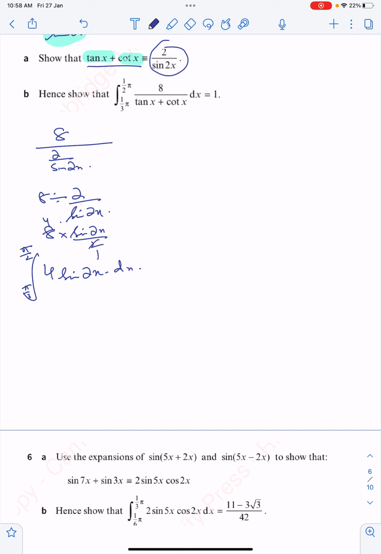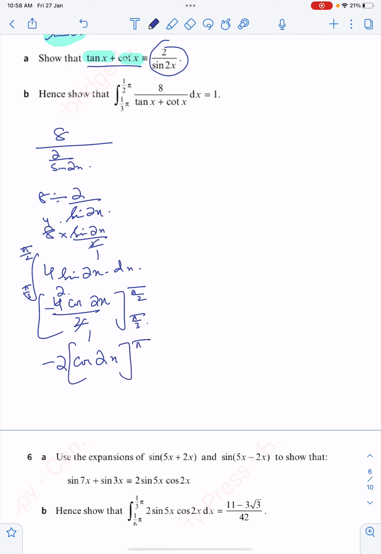If I integrate 4 sine 2x, I will get negative 4 cos 2x upon 2. Integration of sine is negative cos, that's why. Applying the boundaries of pi by 2 and pi by 3, if I simplify, I get minus 2 cos 2x. Minus 2, I'm putting it outside, with the boundaries pi by 2 and pi by 3 on cos of 2x. Minus 2 cos of 2 pi by 2 minus cos of 2 pi by 3.